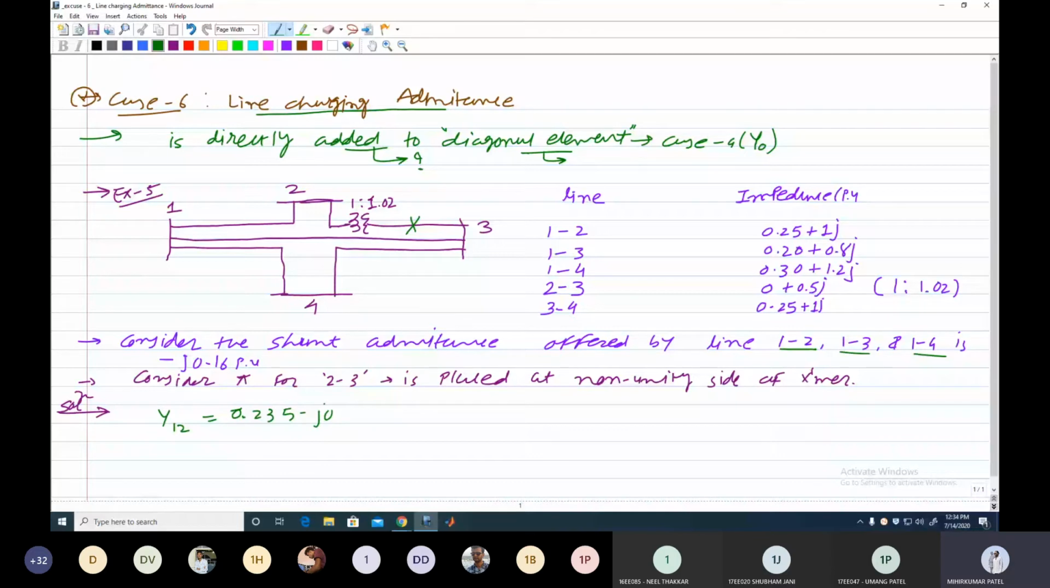Yes, what you will have to consider if the shunt admittance is given to you. Just read case 4, where the value of y0 is given. What do you have to do for this case?